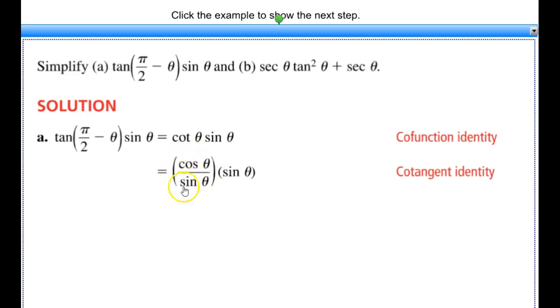So I know also now that cotangent is the same thing as cosine divided by sine. So now I can just simplify, because when I multiply this out, I end up with sine divided by sine, which gives me 1. So I end up with cosine of theta.